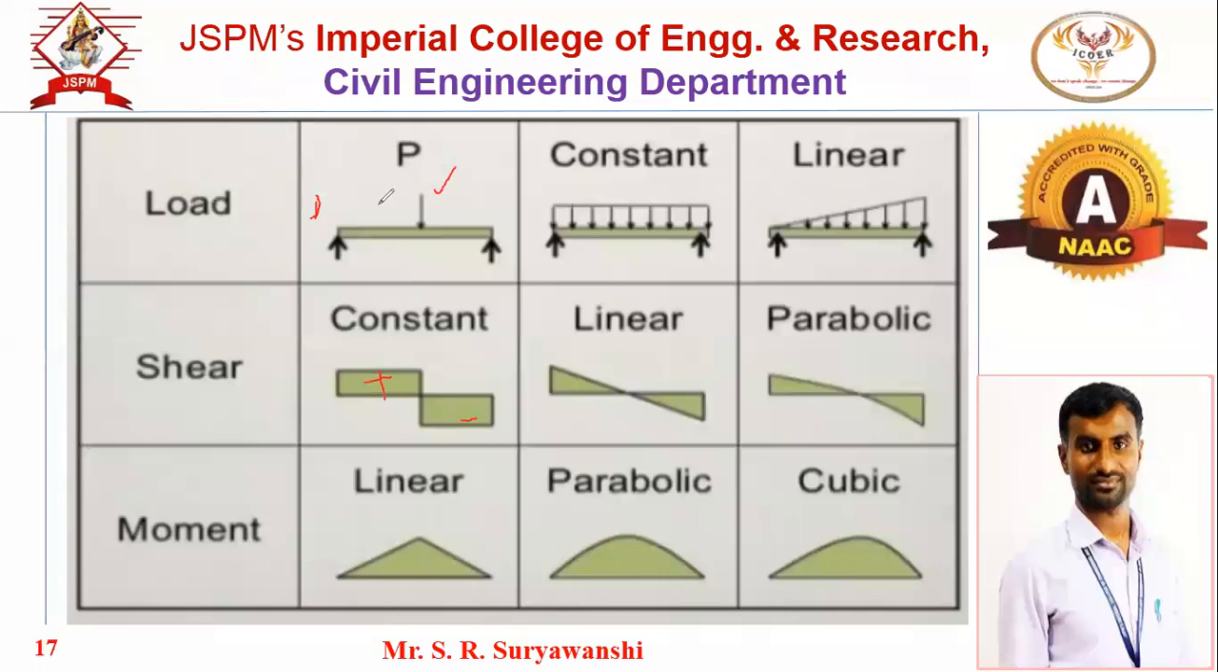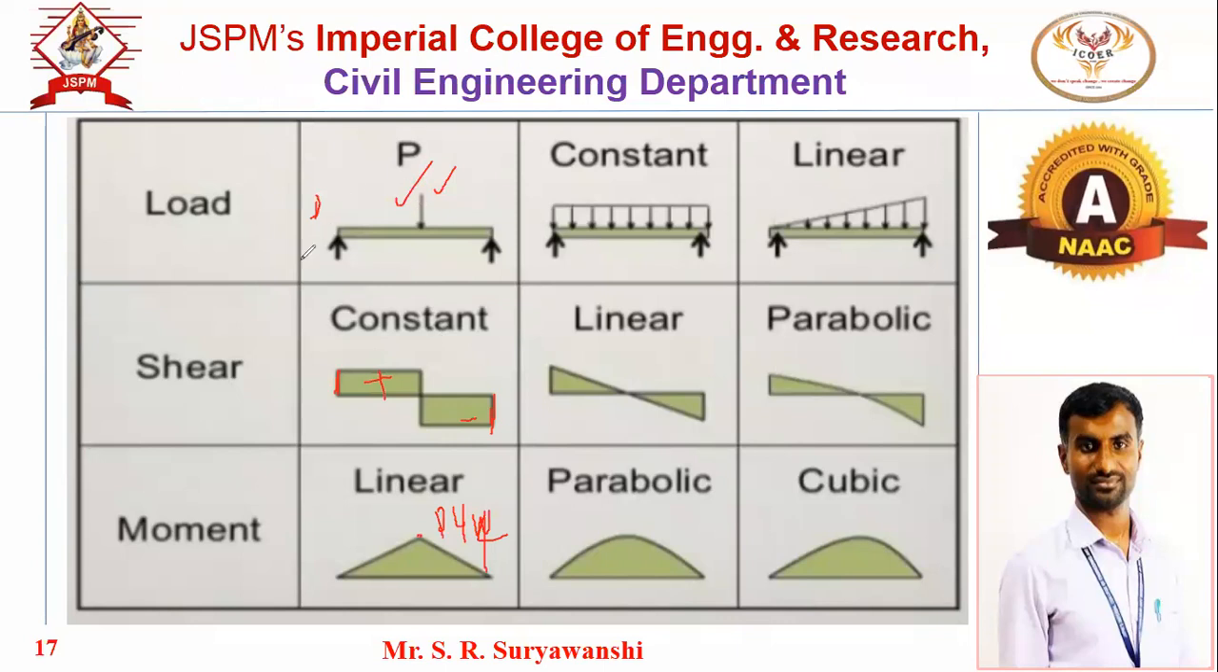And what points do we have to remember? If a simply supported beam is subjected to the central point load, first, the reaction at the end will be P by 2. Then the maximum bending moment in this case will be PL by 4. If the load is W, in that case it will be WL by 4. Here it will be PL by 4.